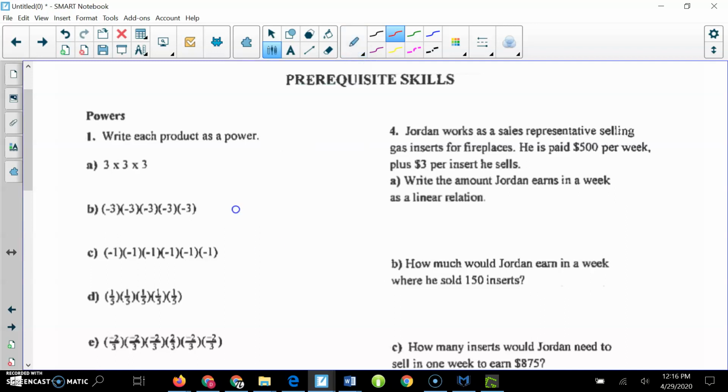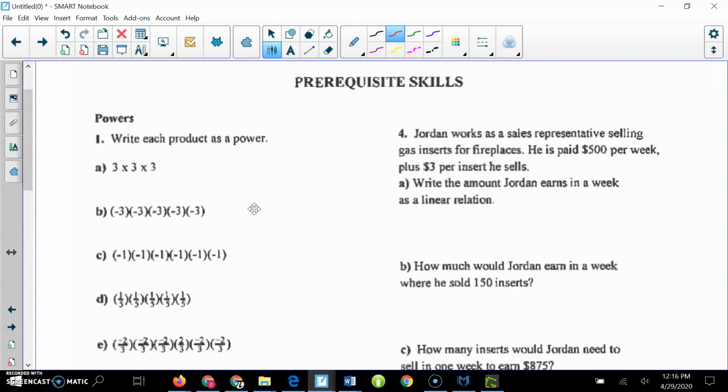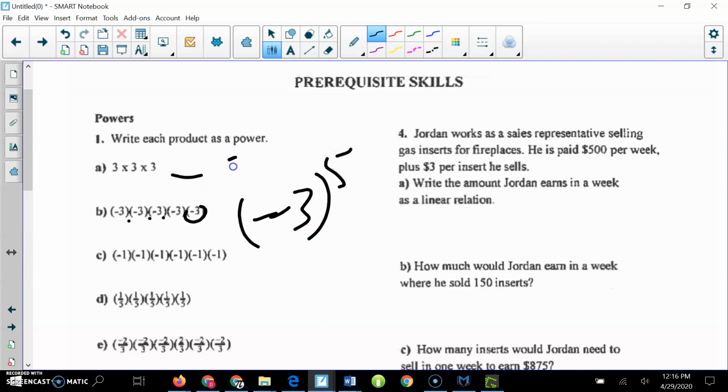Okay, so my base is going to be -3 because that's the base there. And then I say there's 1, 2, 3, 4, 5 of them. So the whole thing is the power of 5. This one here is a bad example because the base and the exponent are both 3. But the base is whatever you see, and the exponent is how many times you see it. Okay, and then that's how you write as a power.